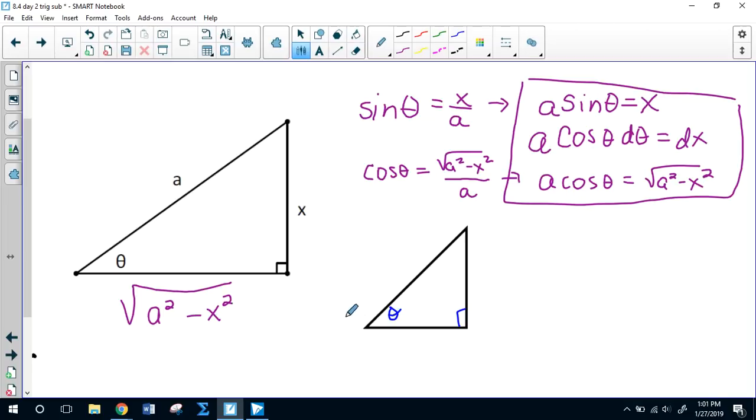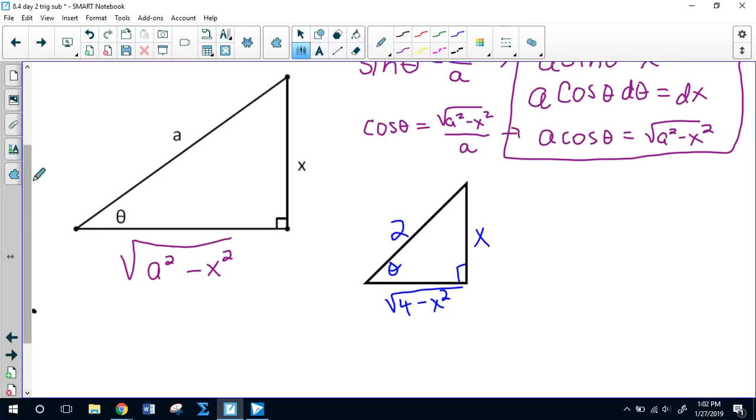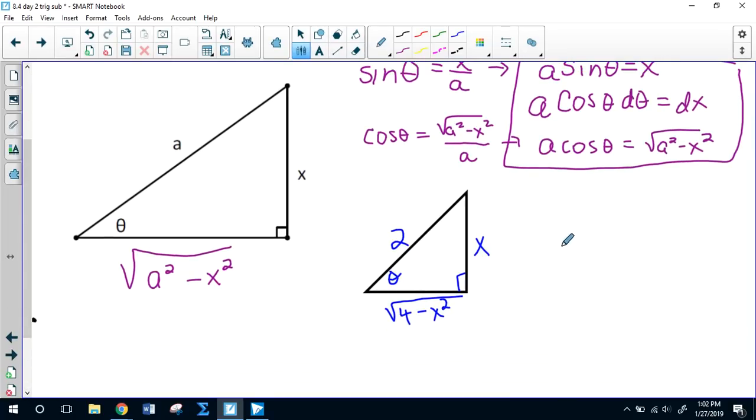And since it was the square root of 4 minus x squared, the square root of 4 minus x squared is going to go down on this side. And then x goes as the opposite side, and then the square root of 4, or 2, goes here. And we're going to use this box of information to set up some stuff that we can use to substitute into our integral. Okay, so a is 2 here.